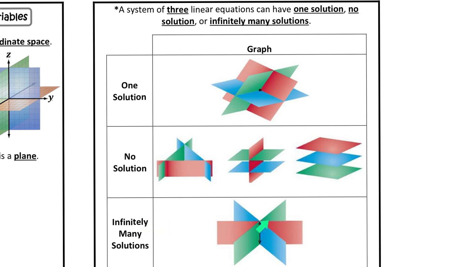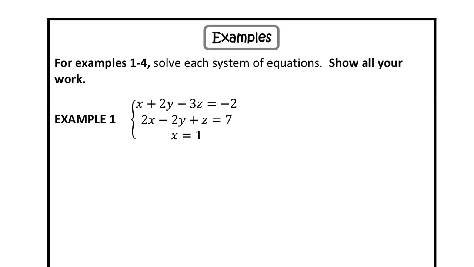And then the last situation is the infinite situation, where I do have all three colors touching or intersecting, and they're intersecting at this one line. So we're going to look at some examples of equations, not really graphs, but I just wanted to show you what the graphs look like to give you a visual idea. Now let's jump to equations. There's 4 examples today.